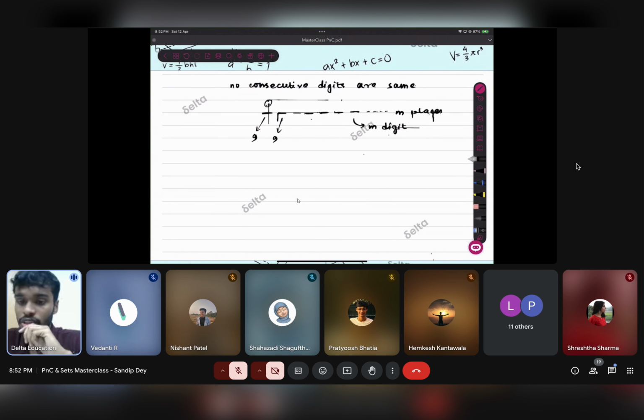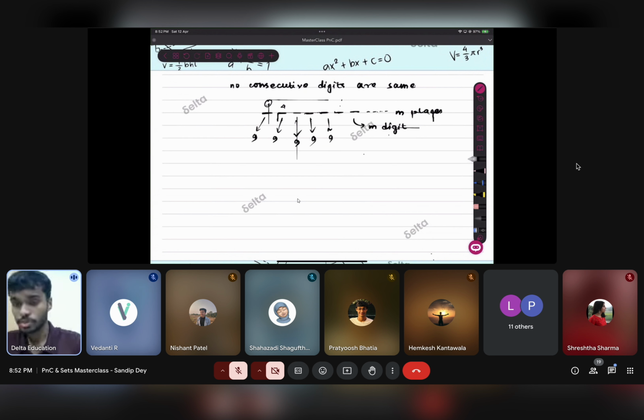So that makes your number of ways to fill this place 9, right? Again, if you have placed anything here, let's say 4 you have placed, then you cannot place 4 at the next position. So you can place any of the other digits out of those 10 digits except 4. So you will again have 9 options to fill this place, right?